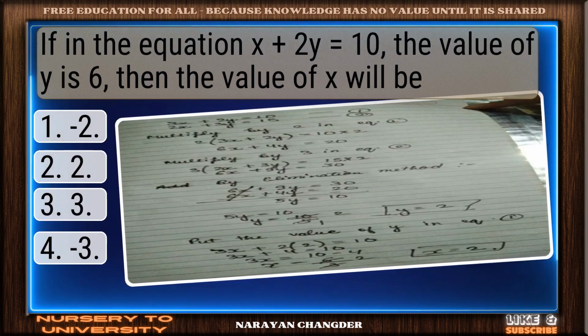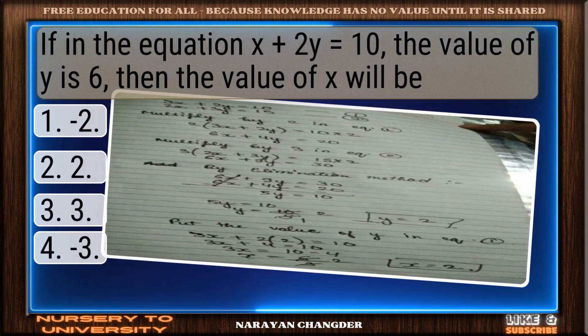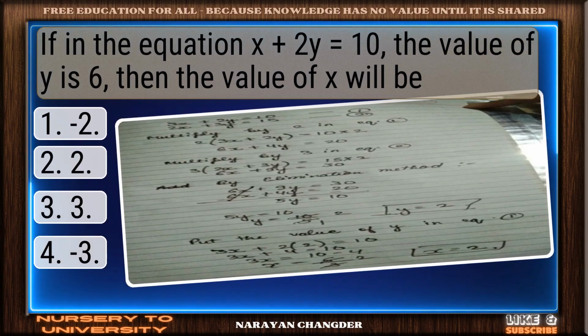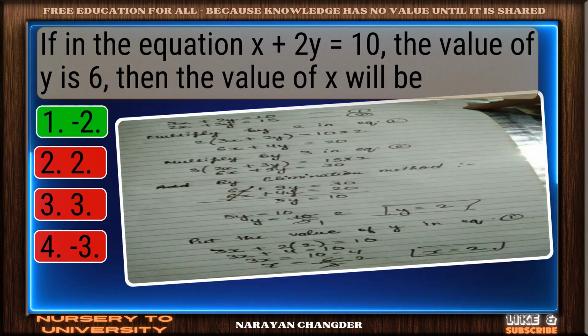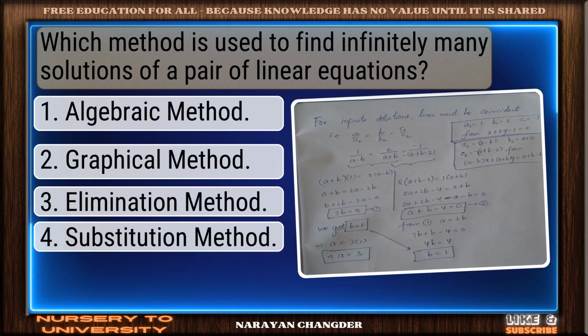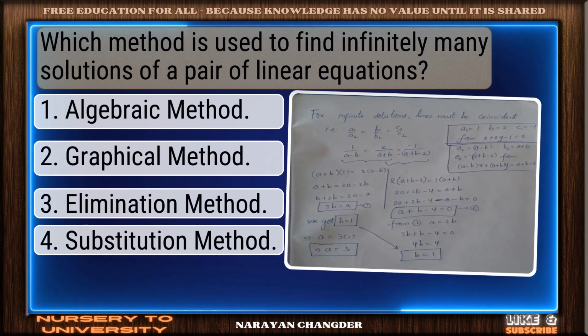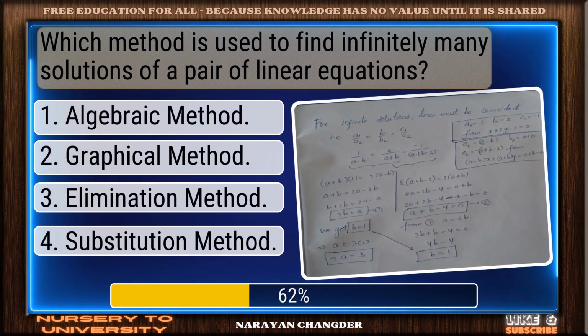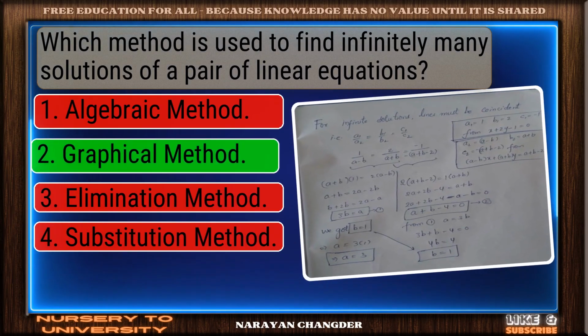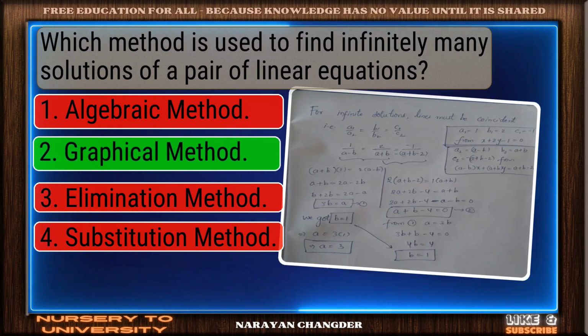If in the equation x plus 2y equal to 10, the value of y is 6, then the value of x will be. You're right. 2 is correct. Which method is used to find infinitely many solutions of a pair of linear equations? Valid point. Graphical method is true.